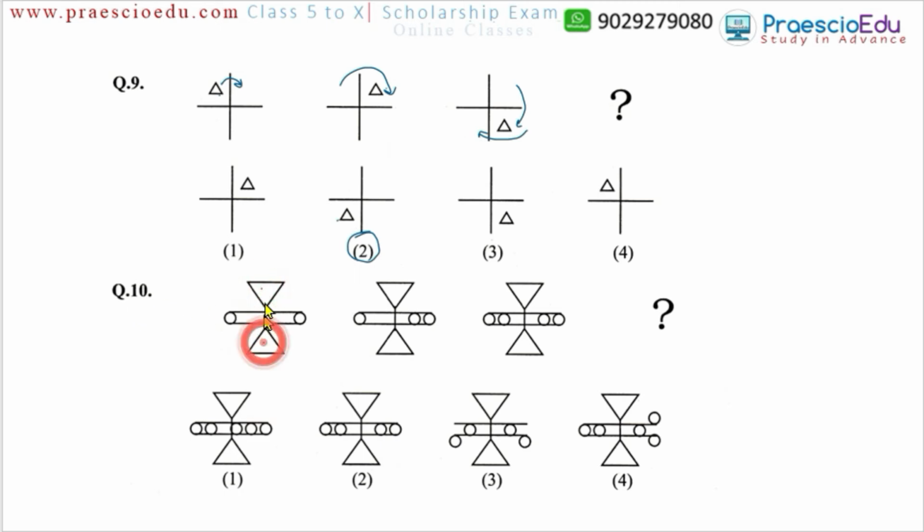Now question number 10. Two triangles are connected with a vertical line, that is the same figure. So that should be continued. And horizontally here one small circle, here also one small circle, left and right. In the next figure a right side circle is added, and in the next figure a left side circle is added. So after this one the left and right side one more circle should be added, means option number 1 is correct.